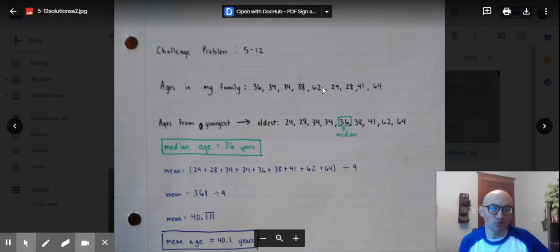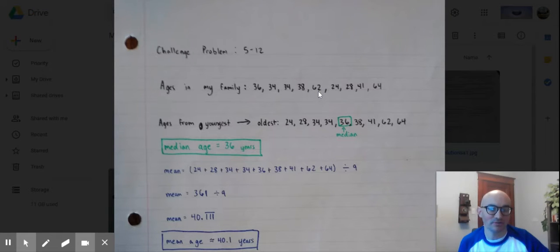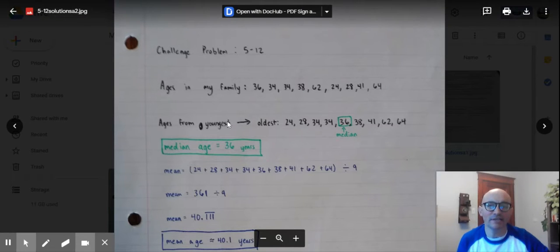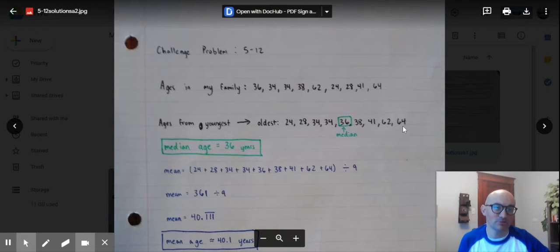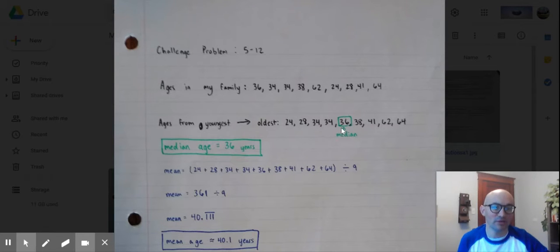I had 9 total people that responded to my text message, actually my mom responded for these ages, just to verify. I've listed them in the order that I received the answers. I've got a person who's 36, a person who's 34, another person who's 34, another person who's 38, and so on. There's no pattern to these numbers; they're just randomly put in. Then I need to order them smallest to largest, youngest to oldest. The youngest person that I got information from was 24, the oldest was 64, and that is 9 total ages.